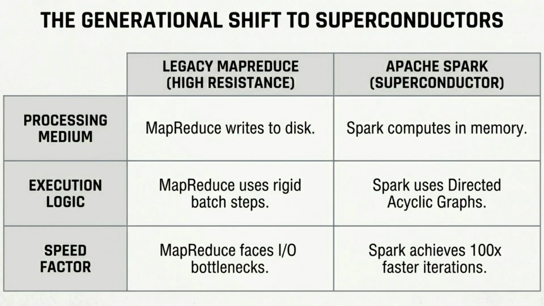While legacy MapReduce faced resistance by writing to disk, Apache Spark acts like a superconductor, computing in memory using directed acyclic graphs to achieve significantly faster iterations.